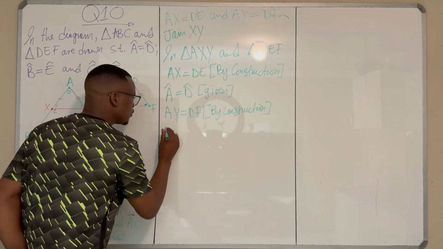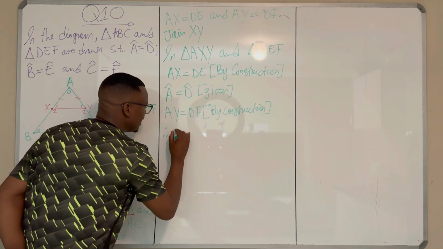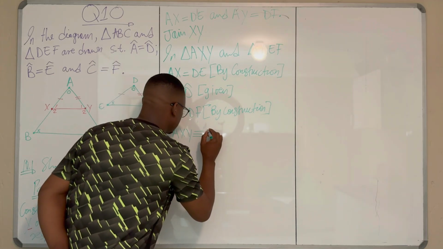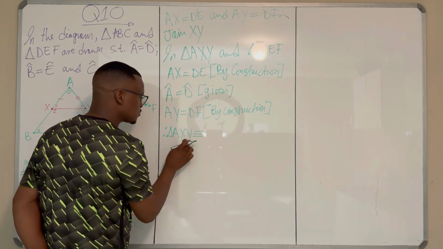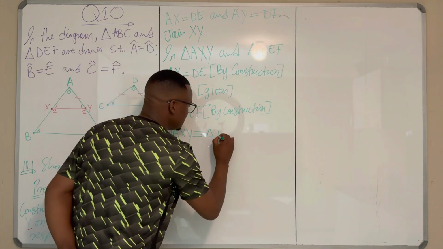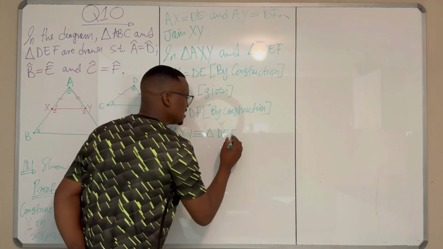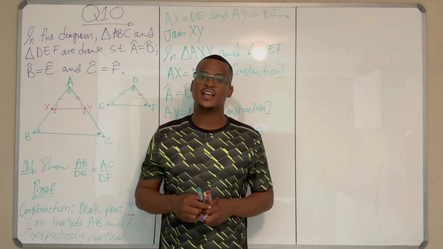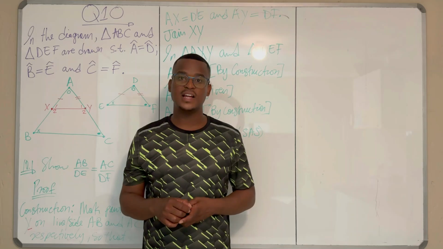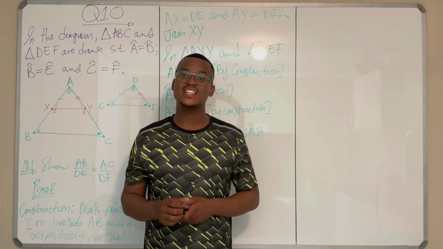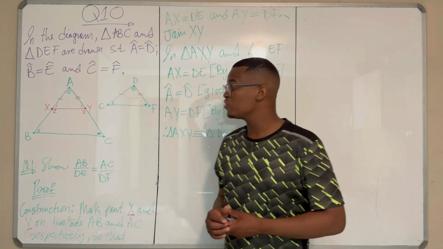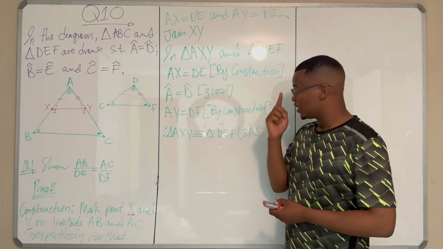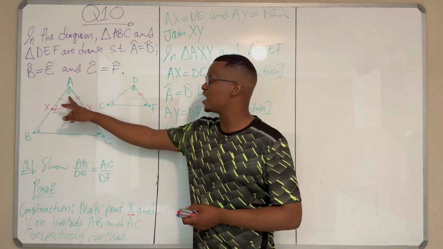So in that case, we can say, therefore, these two triangles, triangle AXY, is congruent, which is identical, to triangle DEF. One of the criteria that I use is side angle side. So if you go to my playlists and watch my Bed Action sessions, I did teach and explain congruence there. So if you go there, you will understand what congruence means if you don't know. So in that case, these two triangles are identical.